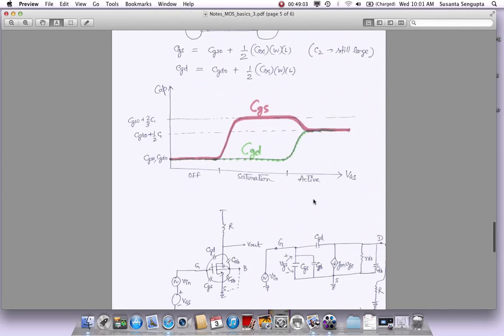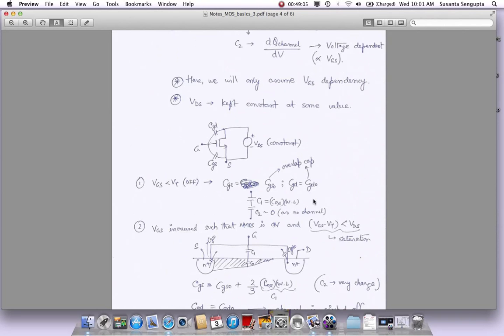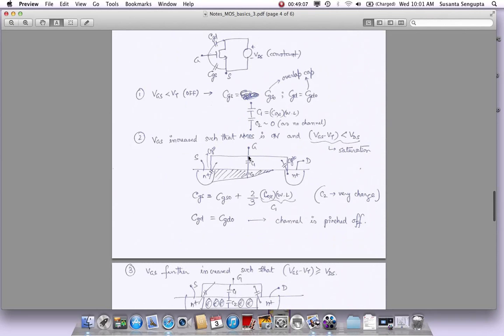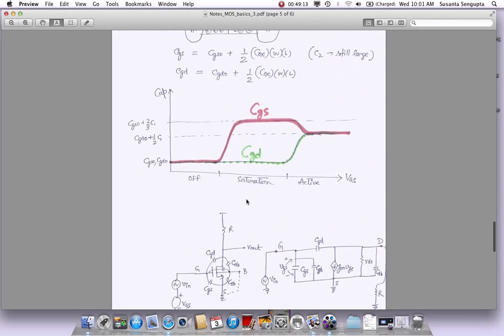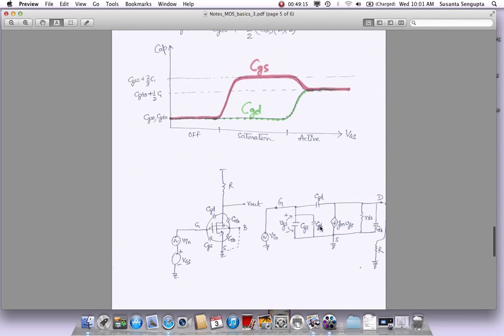We didn't talk about the gate to bulk capacitance, but there is always a parasitic capacitance from the gate to bulk. Most of the time it's very small, but it is also there. So we have those two elements. Since this is the gate and this is the drain, we have gate to drain capacitance, as we talked about. From gate to drain we are going to have a capacitance, and that also will change based on how we are biased, whether we are off, in saturation, or in active. So that is the element there.